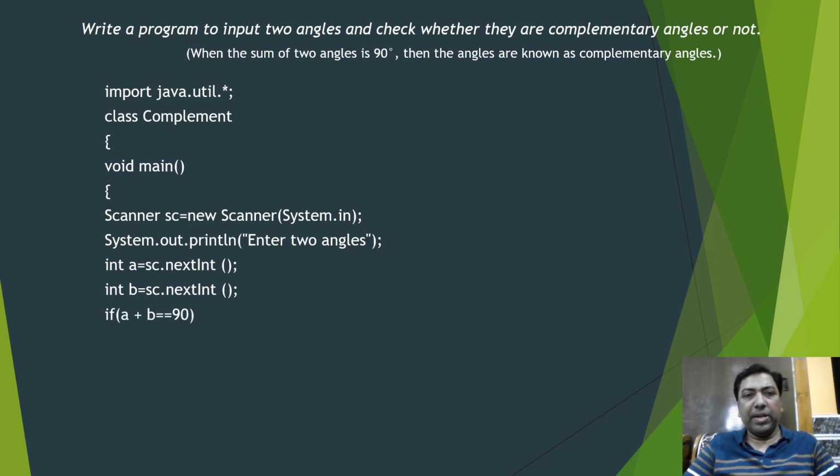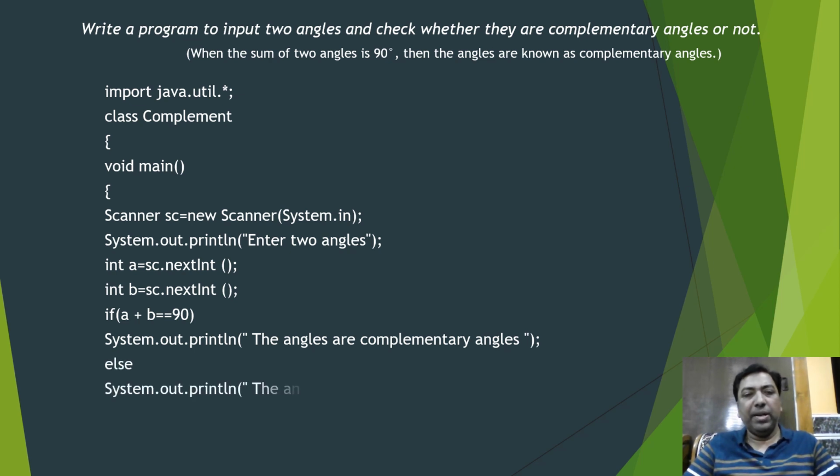Now as per the definition, if the sum A plus B is equal to 90, then we can print the angles are complementary angles. If the condition is false, we can print the angles are not complementary angles. That means no need to put another condition. Simply, if the condition is true, the first message will be printed. If the condition is false, the second message. So if else is better when we have to choose one out of two.